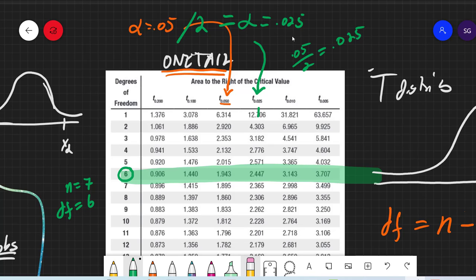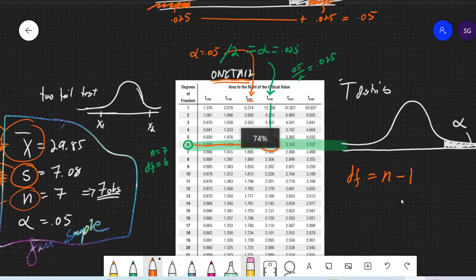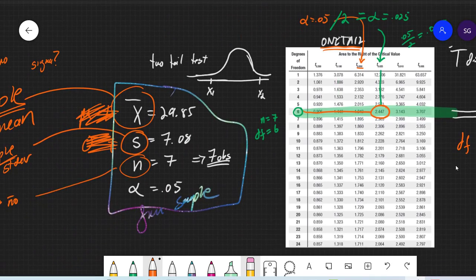I'm going to walk down my 0.025, and I'm going to walk over from 6 and recognize that the t value, or the critical value for t at alpha 0.025, is going to be 2.447. And that's going to be our answer here. 2.447.